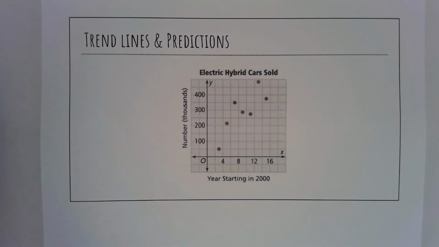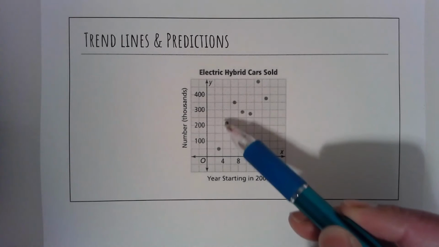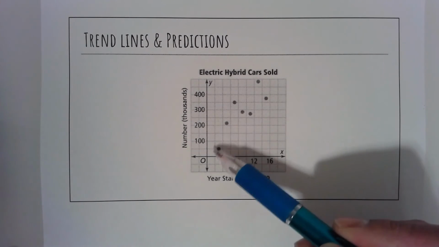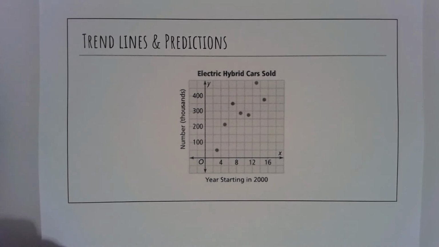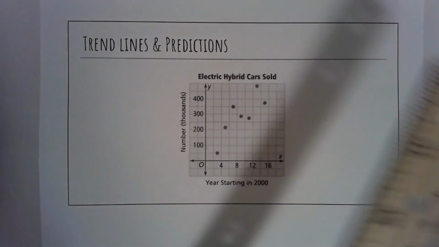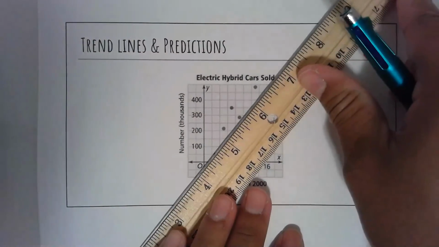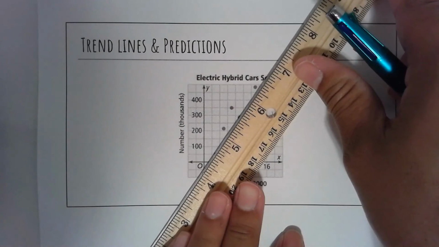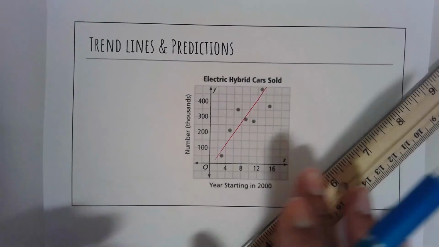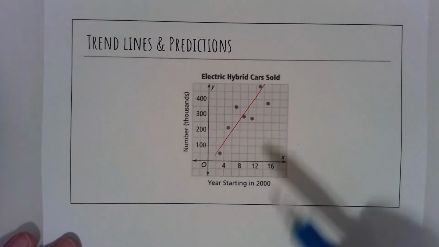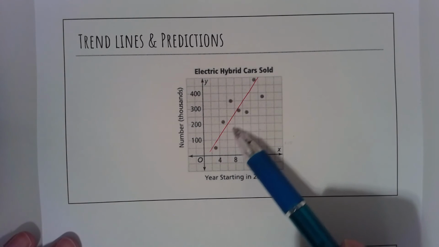And finally, we can use trend lines or what we call lines of best fit to help us predict data in a scatter plot. So for example, we have a set of individual data points here on our scatter plot. And what we're going to try to do is draw a line through as many of these points as possible. So I have my ruler here and I can see that it's heading in this direction. So I'm going to go ahead and draw my line. And we can see that our correlation or our relationship here is a positive correlation.